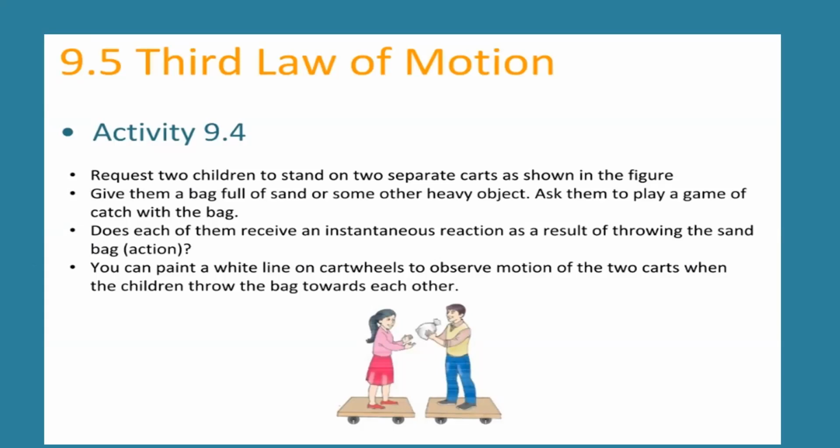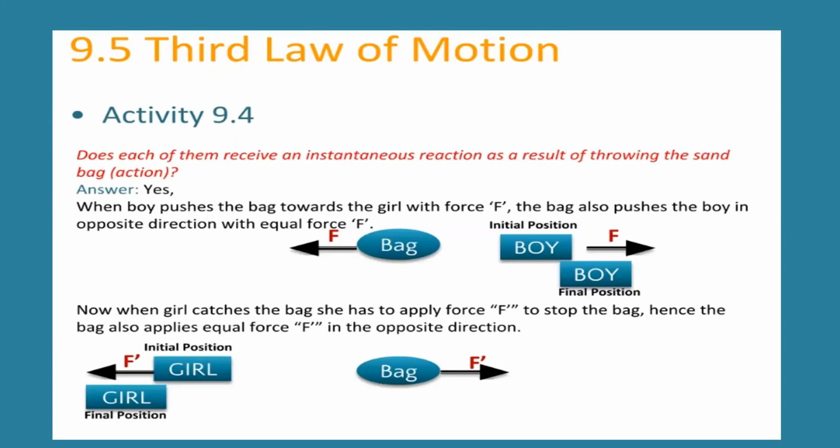You can see there is an activity. Request two children to stand on two separate carts. Give them a bag full of sand or some other heavy object. Ask them to play a game of catch with the bag. You can paint a white line on the cartwheel to observe the motion of the two carts when the children throw a bag towards each other. Now there is a question: does each of them receive an instantaneous reaction as a result of throwing the sandbag?